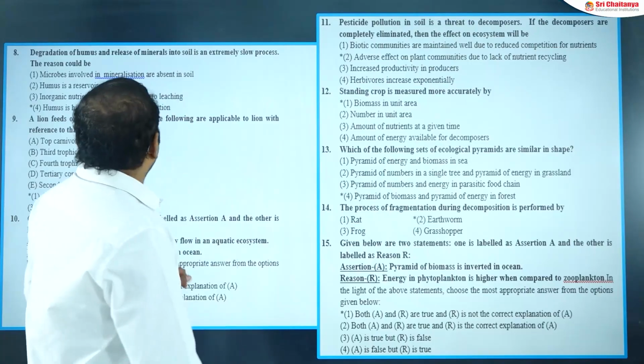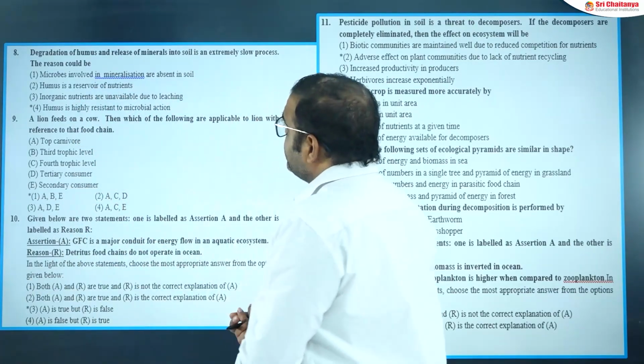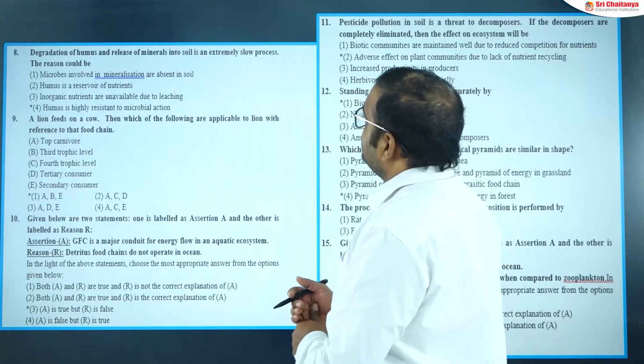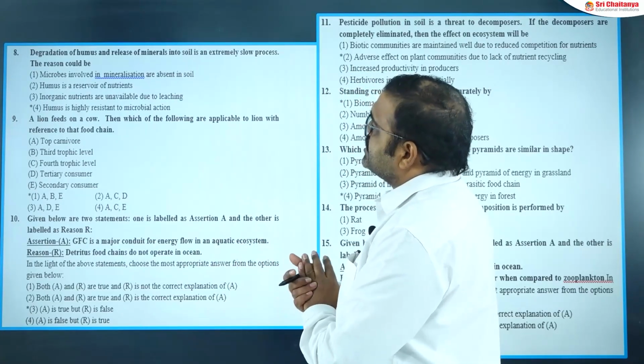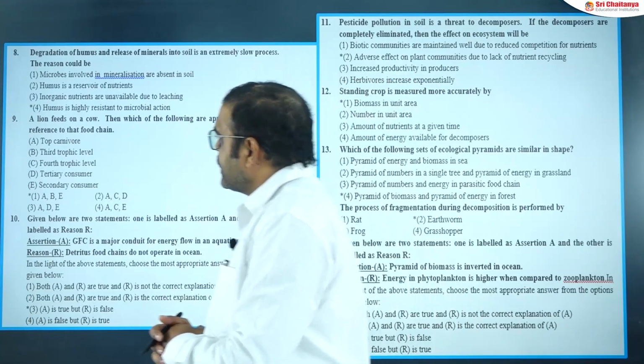Okay. Then next one is degradation of humus and release of minerals into the soil is an extremely slow process. This reason could be humus is highly resistant to microorganisms. That is the correct answer here.